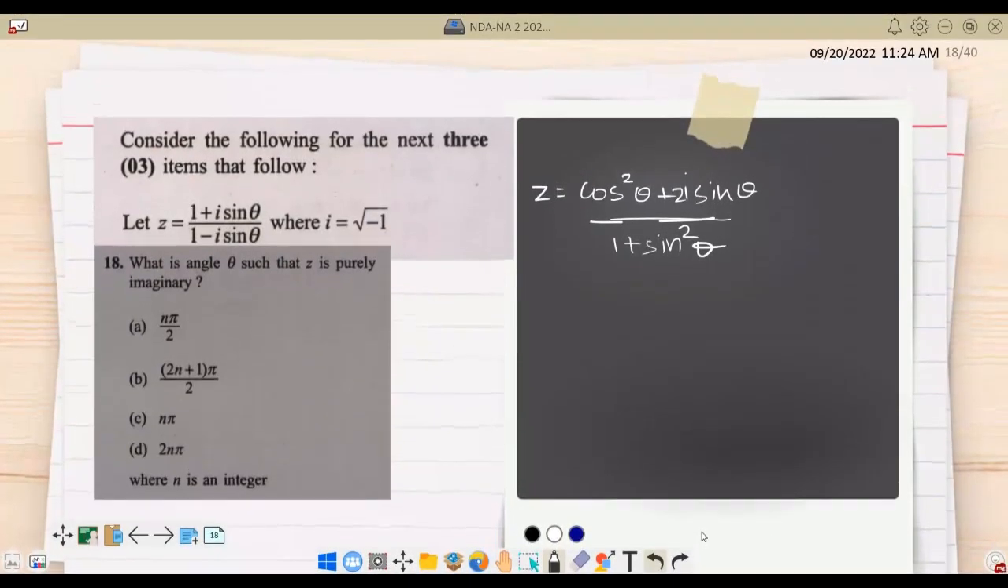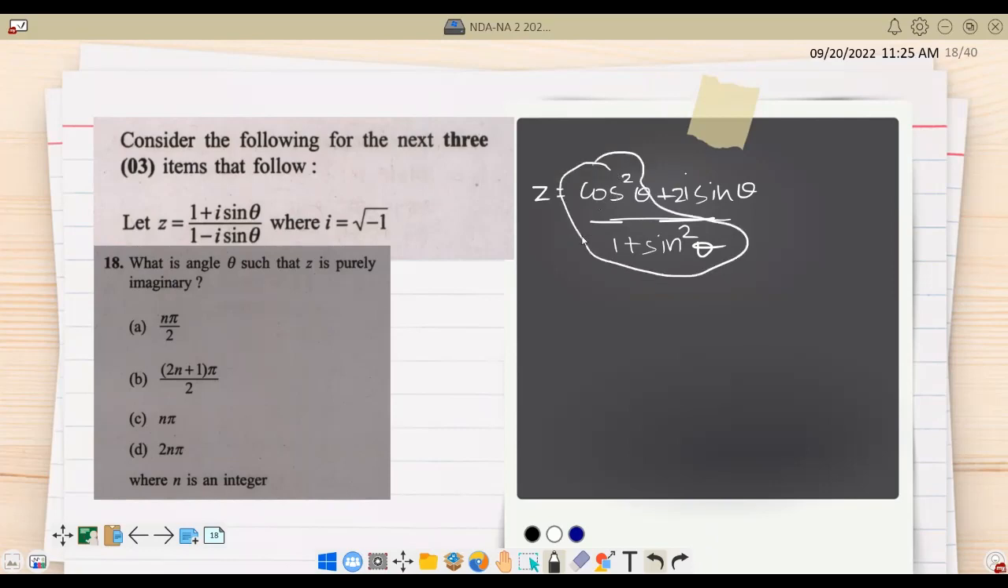Now we're going to see the 18th question. Obviously, we have found the value of z, that is without any imaginary number in the denominator. We have found the value in the previous question. So I have written it there. So what is the angle theta such that z is purely imaginary? So we'll make the real value 0. So we'll make this 0.